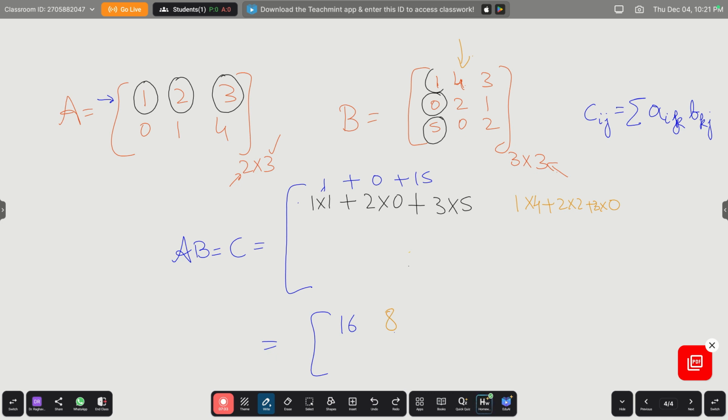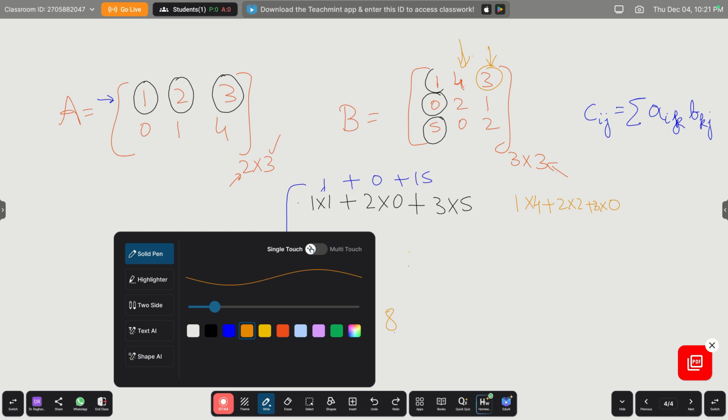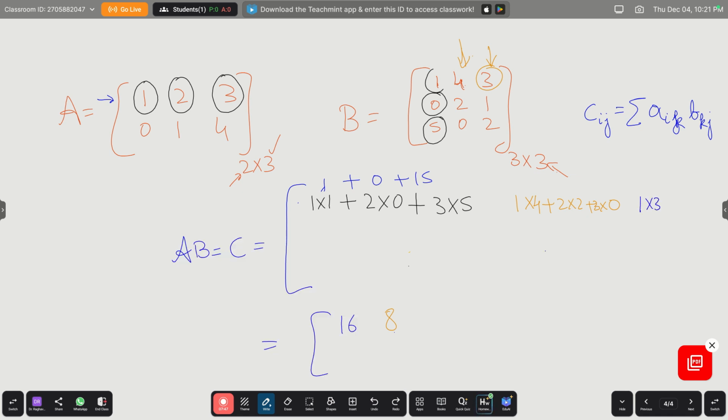And similarly, now with the first row of matrix A, I'll take the third column of matrix B. So this will be 1 into first element, 1 into 3, plus second element 2 is to be multiplied with 1, 2 into 1, and the third element 3 to be multiplied to 2. This will be 3 1s are 3, plus 2, plus 3 2s are 6. 6 plus 2 is 8, 8 plus 3 is 11.